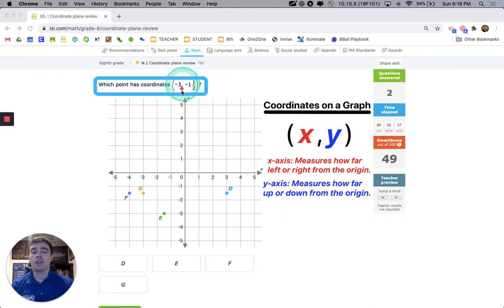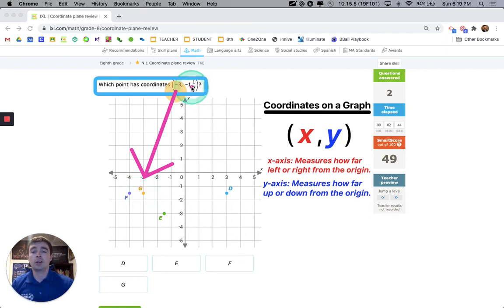So first off, the -3 is the x. I'm going to go 3 left. And the only point at all at the -3 mark for x is G right here. We'll go ahead and draw an arrow from -3. It's backwards. This point G is the only one that's 3 units to the left.